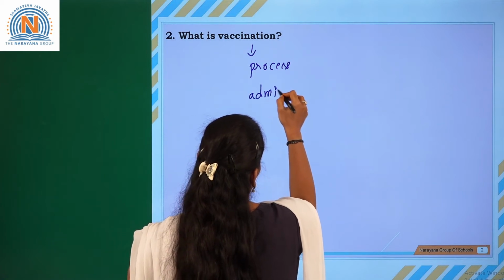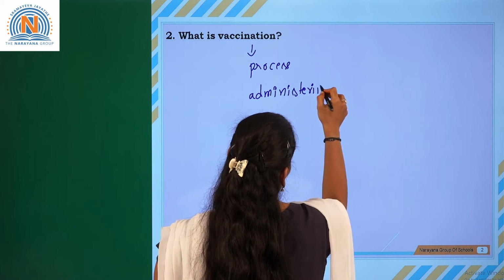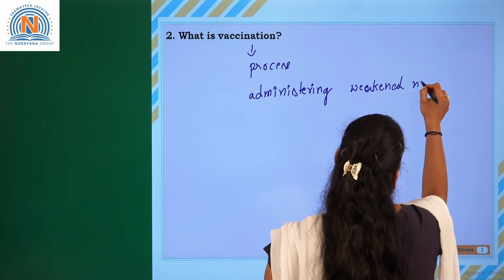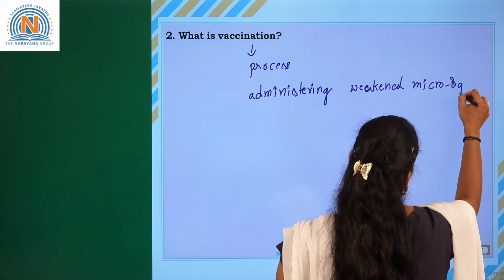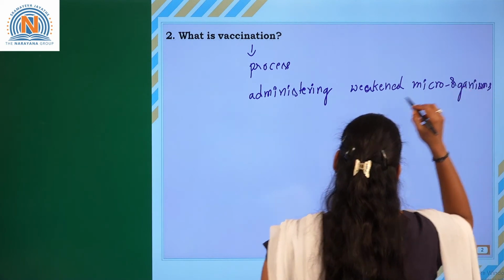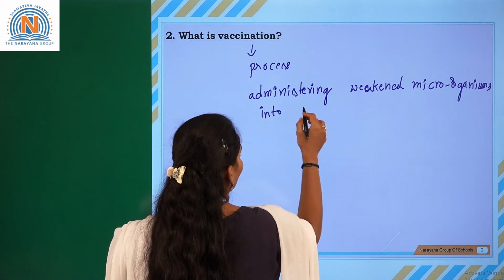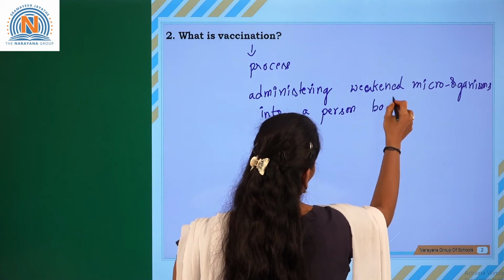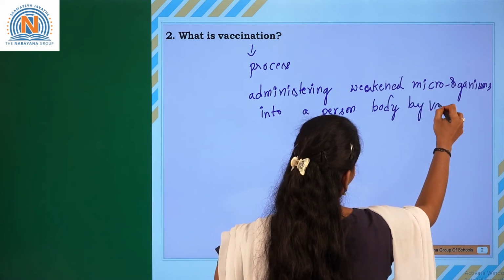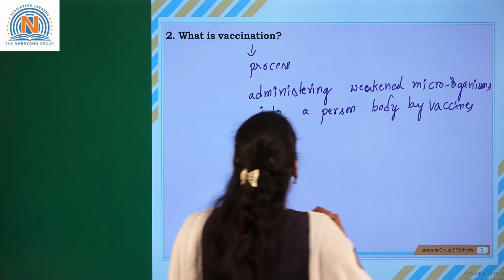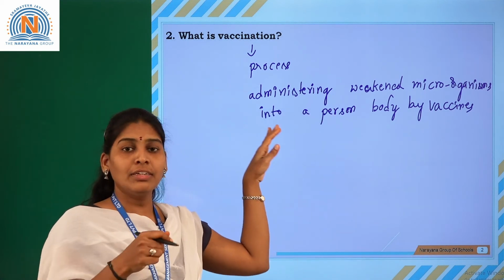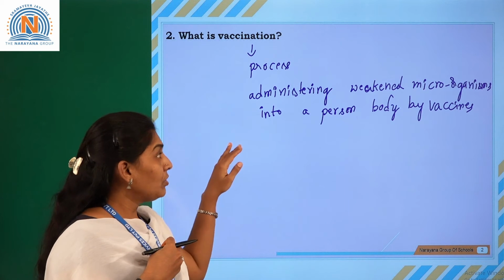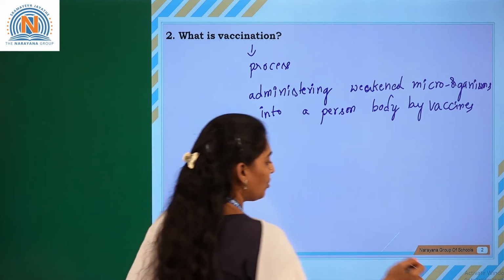Administering weakened microorganisms into a person's body by vaccines. So we can call it the process where the weakened microorganisms are taken into a person's body, and that process we call vaccination. So let us go to the next question.